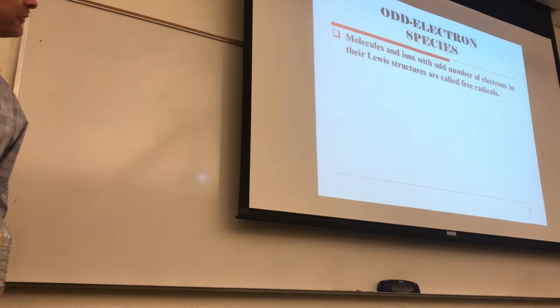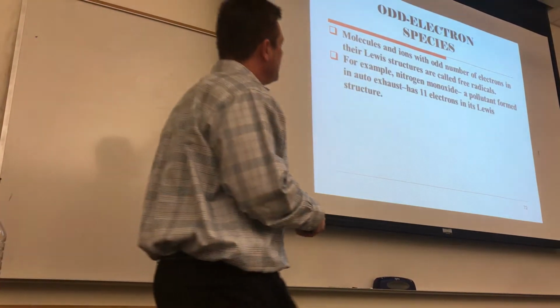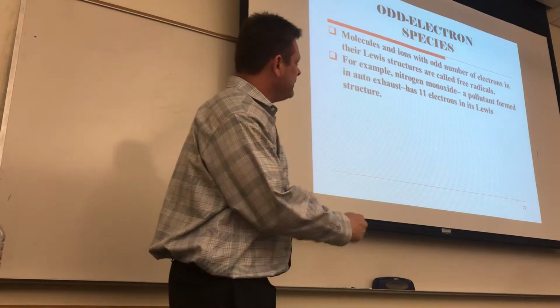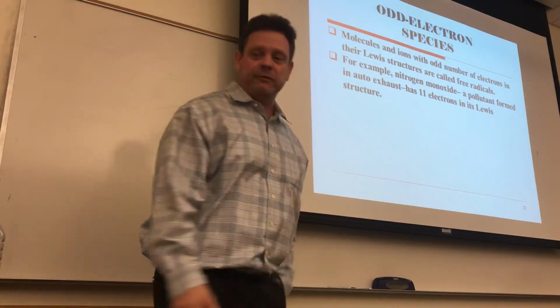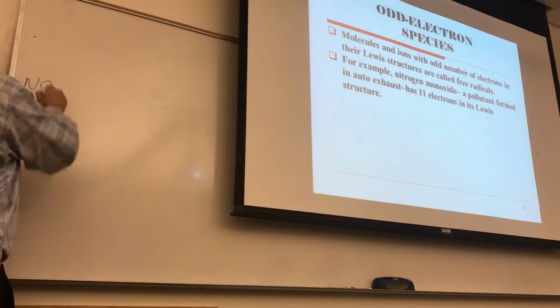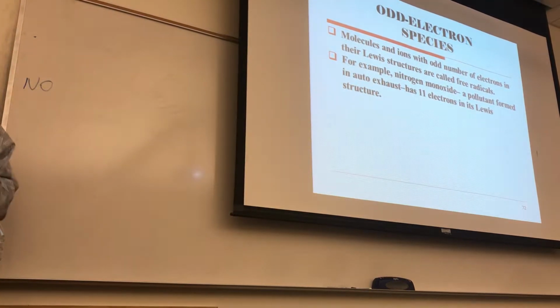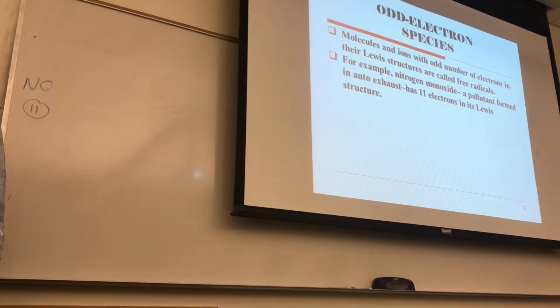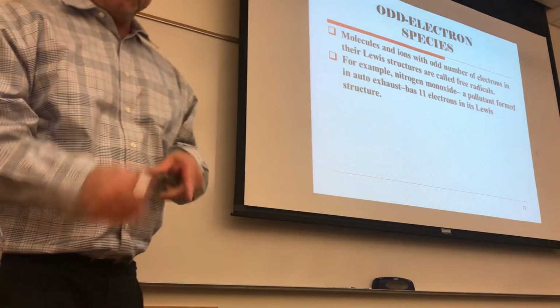Let's start with the odd electron species. Odd number of electrons. Nitrogen monoxide, NO. This has 11 electrons in its Lewis structure. Just to verify, what would the valence electron count be? 6 and the other one is 5. That's 11. Odd. That means they can't all be paired. One has to be unpaired in that structure.